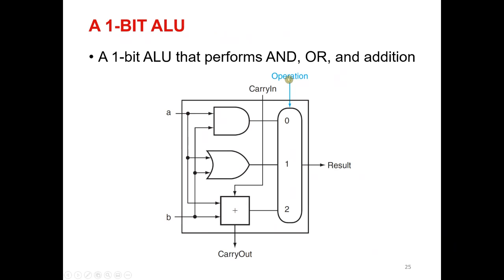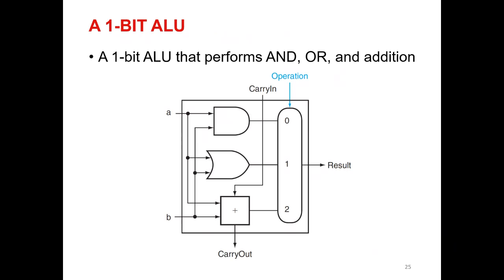Okay, so if the operation is 0, then I will do an AND of A and B. If the operation is 1, then I will do an OR of A and B. And finally, if in the multiplexor the selector says 2, then we will do the addition of A and B, and here we will use the carry in, and it will also generate a carry out apart from the result.